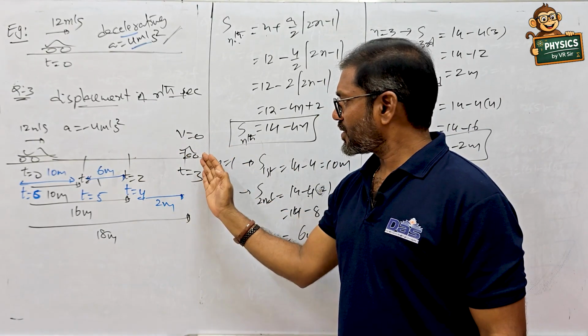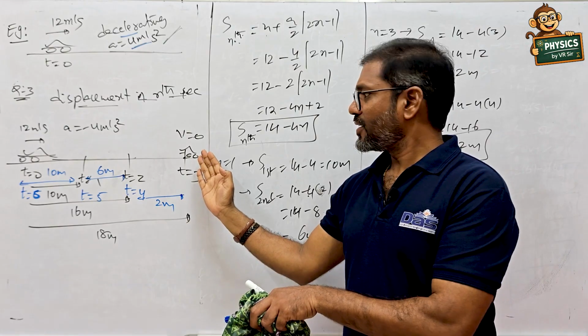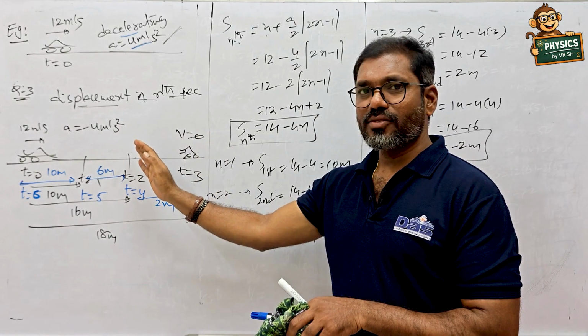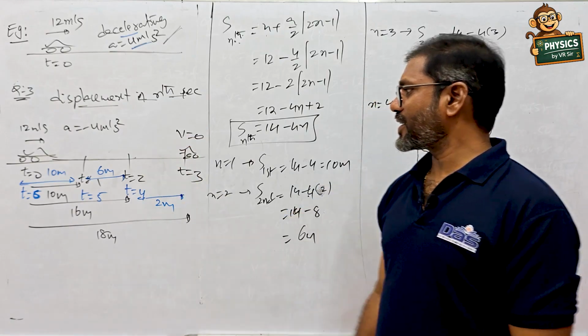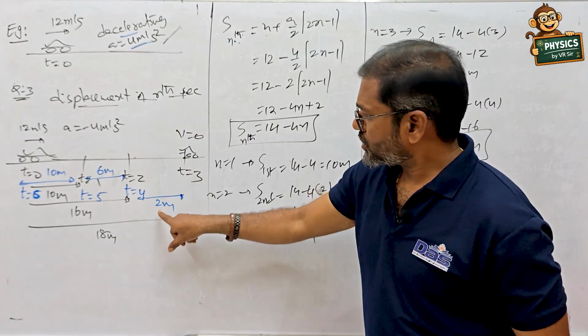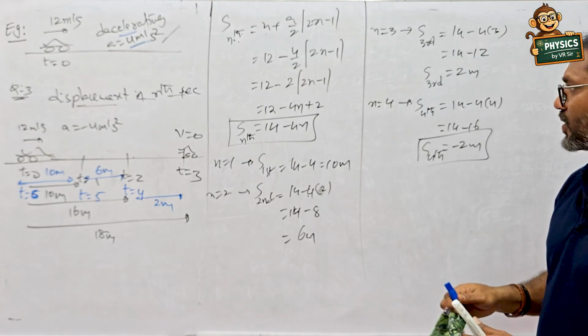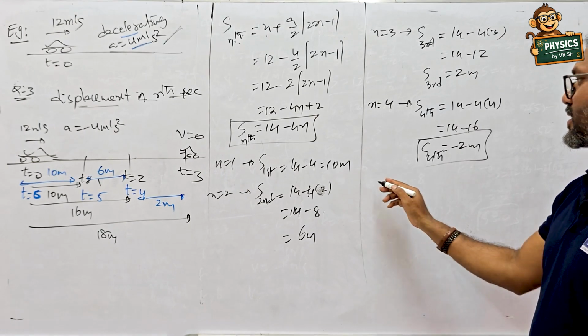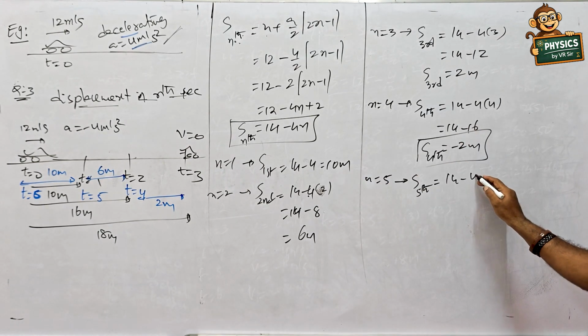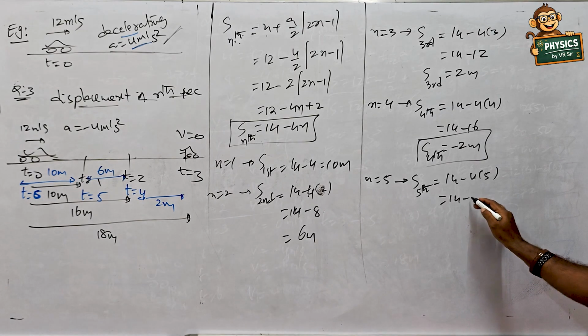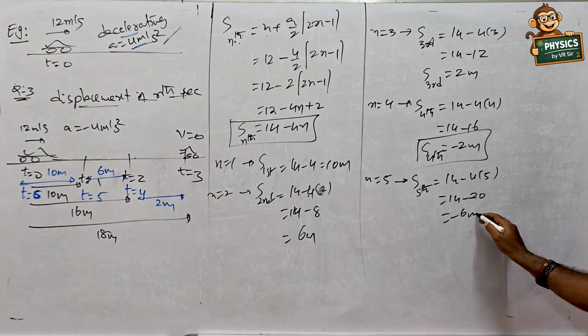So while getting back, it changes its direction, right? Moving back changes its direction. We are moving towards the negative direction, so you should get negative values. So what is that negative value? It's minus 2 you got. Now we can calculate even n equivalent to 5. S is 14 minus 4 into 5, so 14 minus 20. It's minus 6 meters.